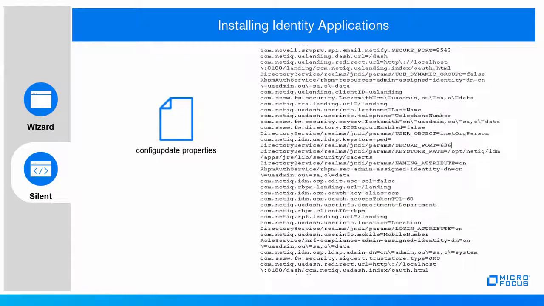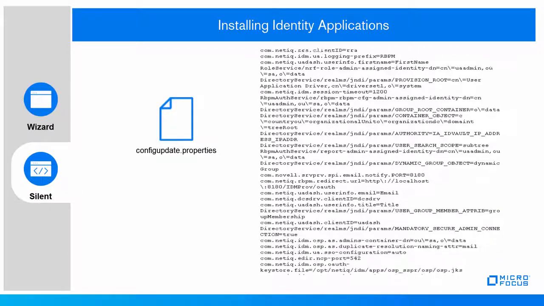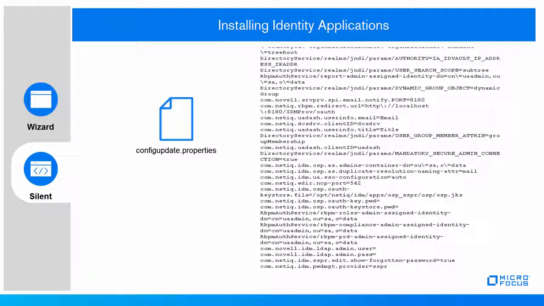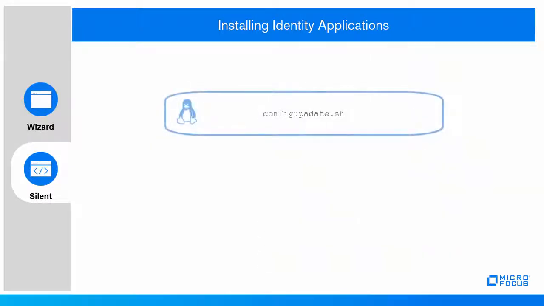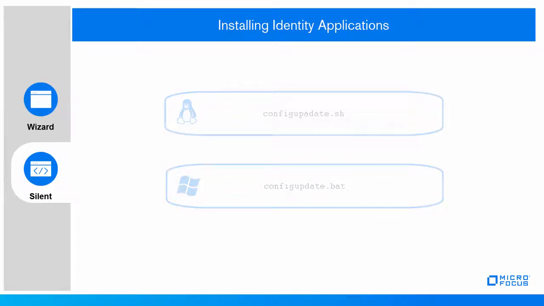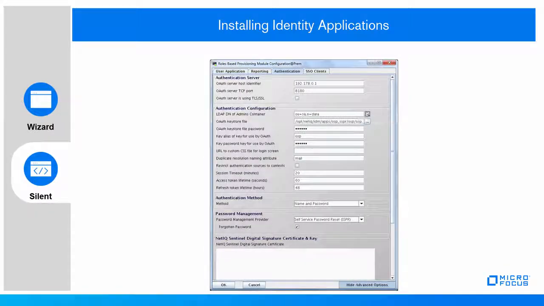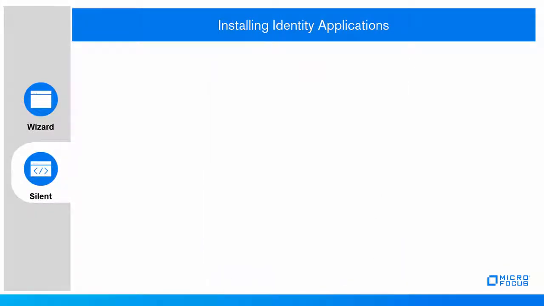In config update properties file, set use console to false to use config update wizard. Use this command on Linux machine. For Windows machine, use this command. You can configure the settings using config update utility.